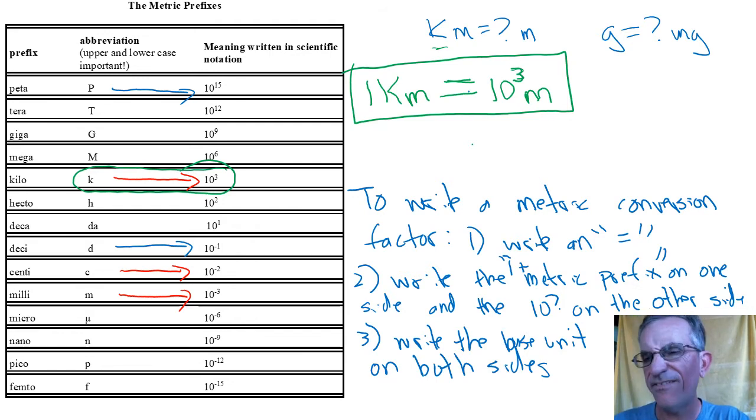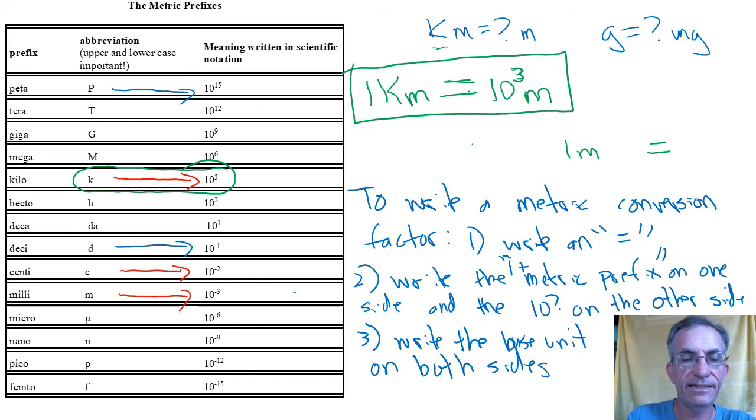How about if I wanted you to go from grams to milligrams? Again, we've got to write our conversion factor, so you write equals. Then you write 1 and the letter, 1G, and then you write what M means, milli. So what does milli mean? 10 to the minus 3. Do you see it right there? Milli is 10 to the minus 3.